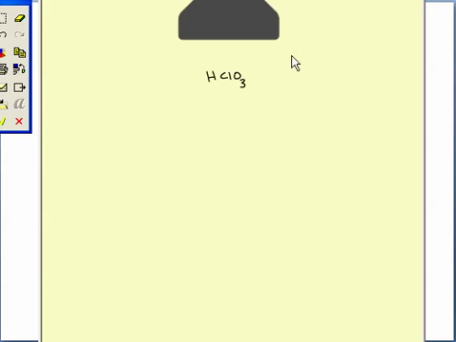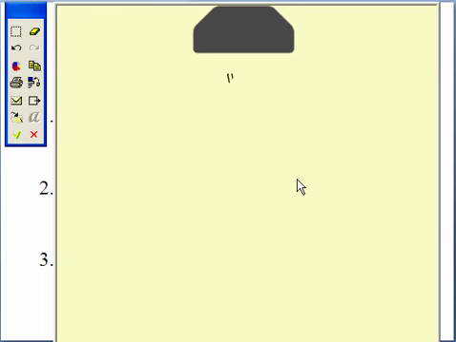Next, we have an oxyacid. And the first thing we have to do is to identify our polyatomic ion, which is chlorate. Let's write up here, this is an oxyacid. And we have to remember our rule that -ate goes to -ic. So this is going to be chloric acid. Now let's look at our last example, HNO2.